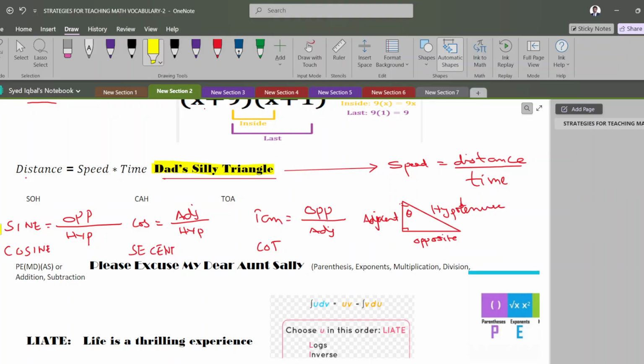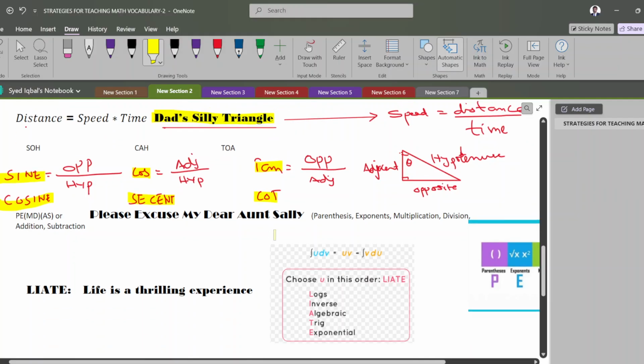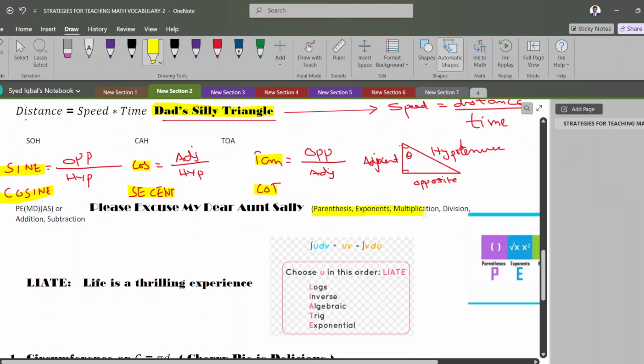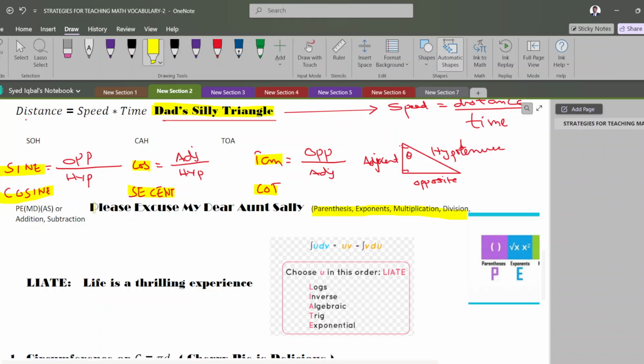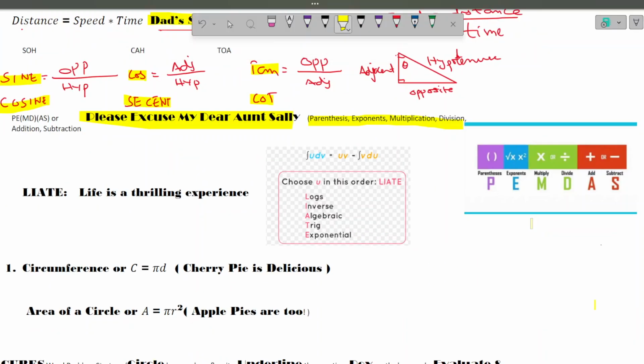Sine, and its definition also, opposite by hypotenuse, and its reciprocal cosecant. Cos, and its reciprocal secant. Tan, and its reciprocal cot. Then while we are doing algebra, we have to remember this: Please excuse my dear Aunt Sally. Please excuse my dear Aunt Sally. What is that? Parenthesis first, then exponent, then multiplication and division, then addition and subtraction. In this order we have to use it.